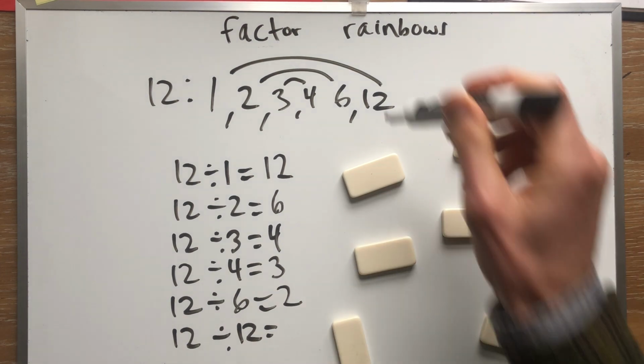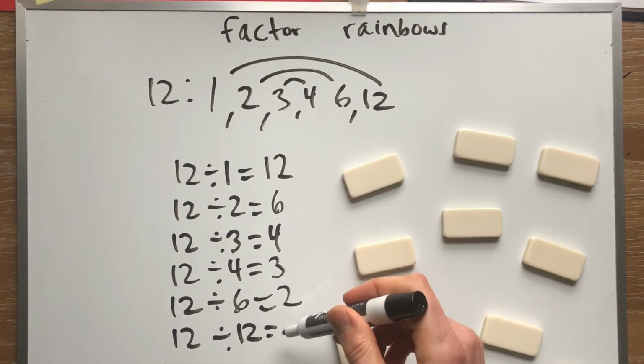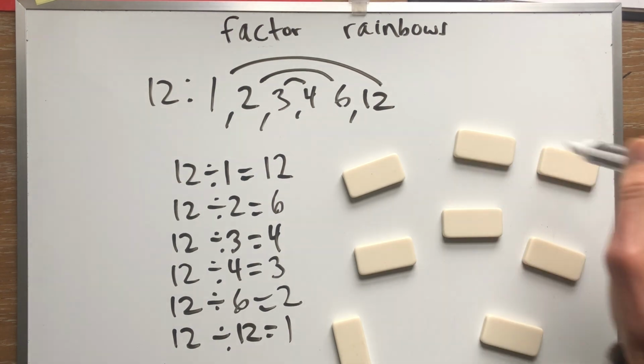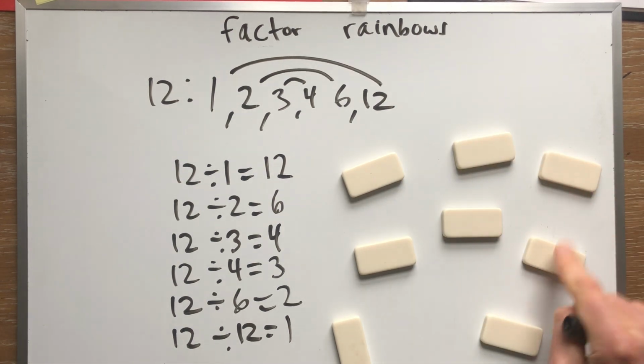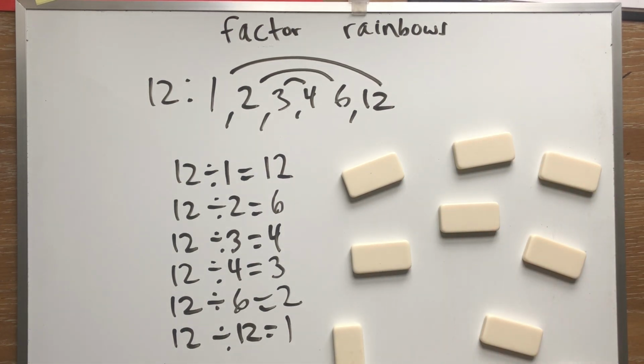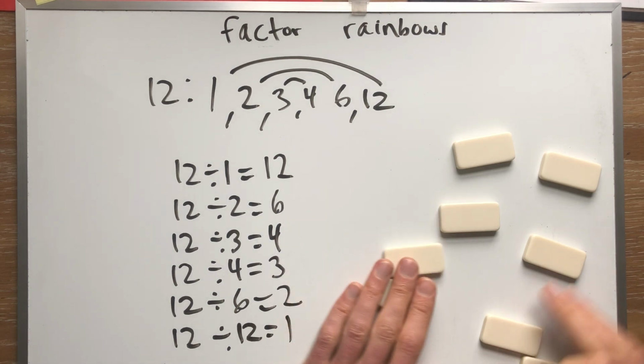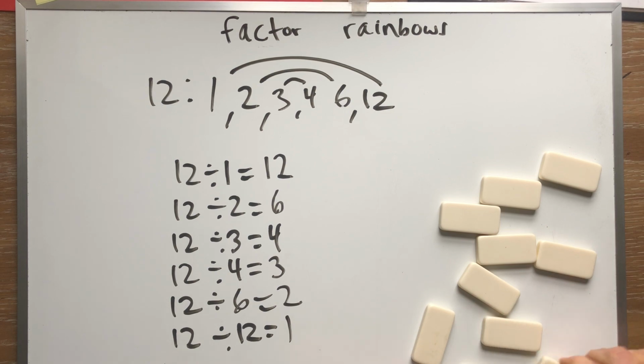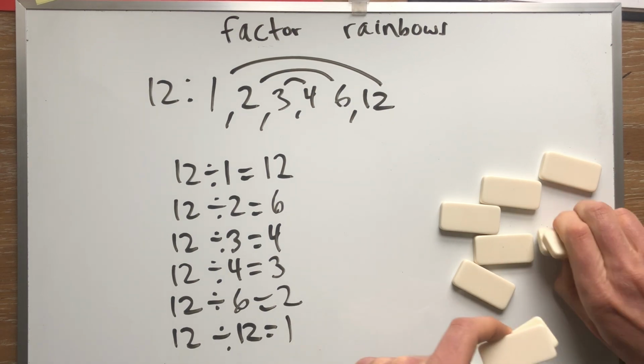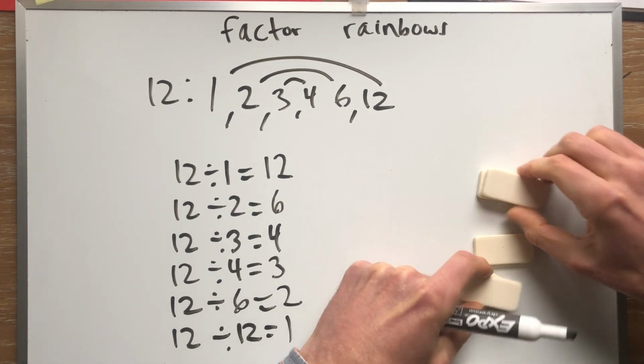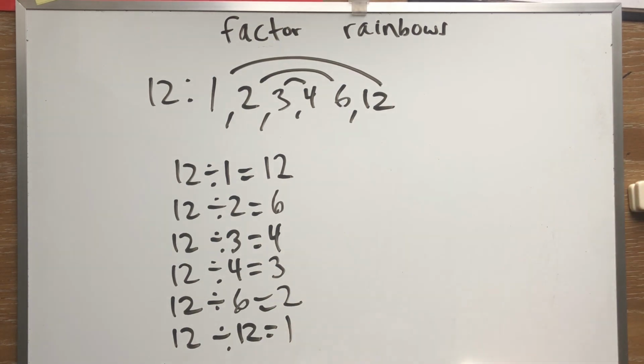One, right? 12 times 1 equals 12, which makes sense. Each one has its own, just 1 each pile. 1, 2, 3, 4, 5, 6, 7, 8, 9, 10, 11, 12. 12 piles of 1. So that's what we're going to be doing today, guys, looking at factor rainbows and making a division problem for each factor in the rainbow.